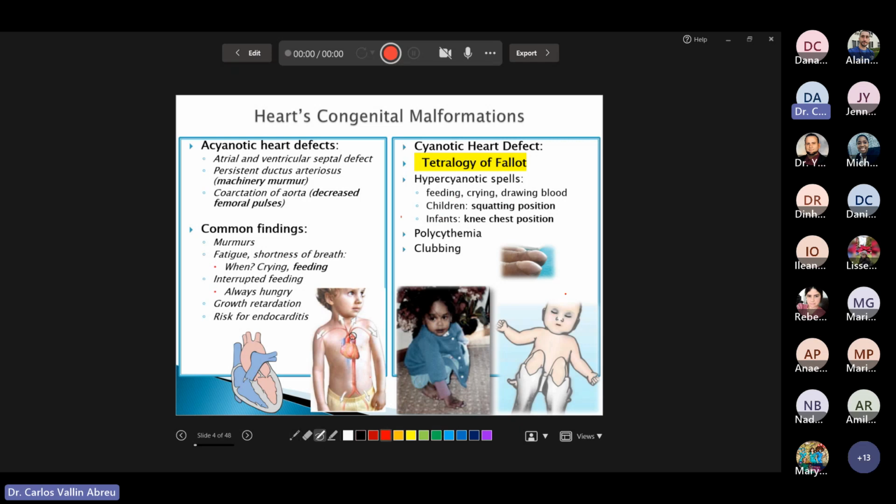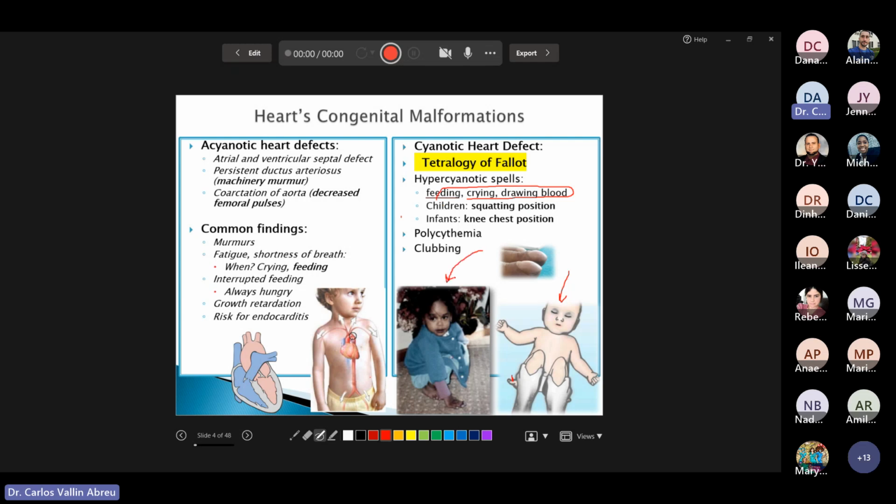But this child is a baby, and this child is developing a hypercyanotic spell. Why? Because was feeding. Why? Because was crying, because you were drawing blood. So now you were drawing blood from the child in the heel. The child becomes very upset, starts crying, and the crying is an exercise and develops a hypercyanotic spell.